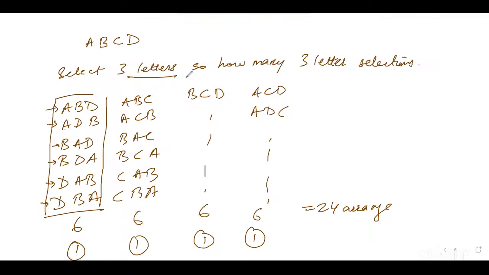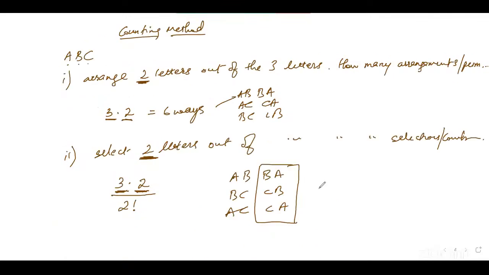So select 3 letters. How many 3-letter selections are possible out of the 4? So your answer will be, in selections, there are only 4 ways to select them, because all of these 6, in the earlier example out here, there was a duplication taking place, meaning they were repeating twice. And therefore I said 2 factorial. And I said, why not divide by 2, Neville?